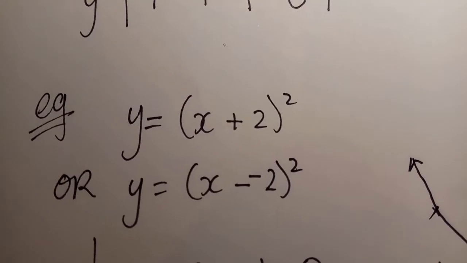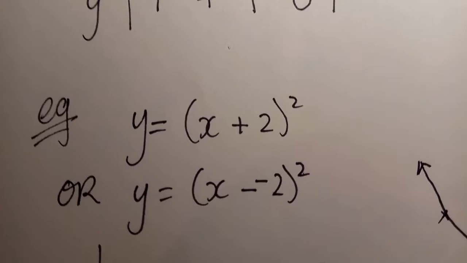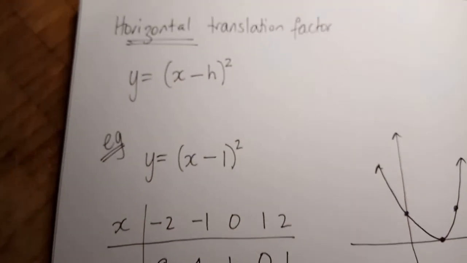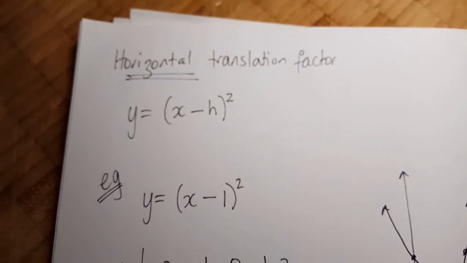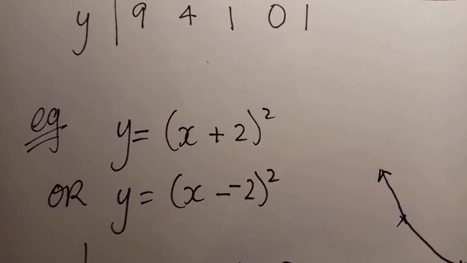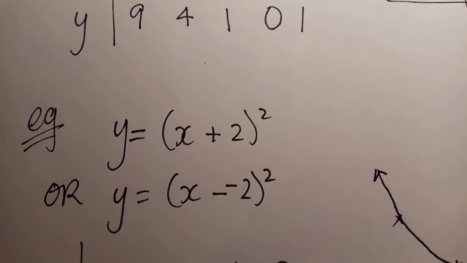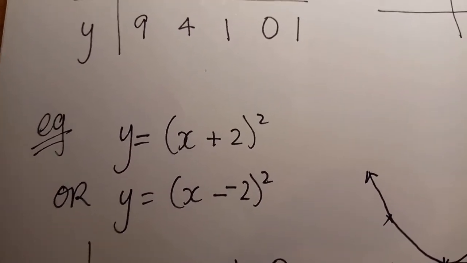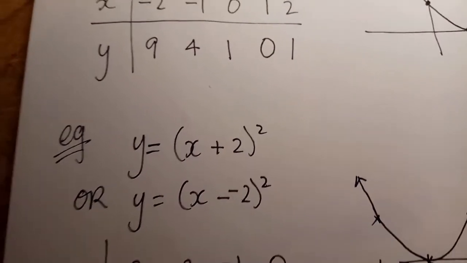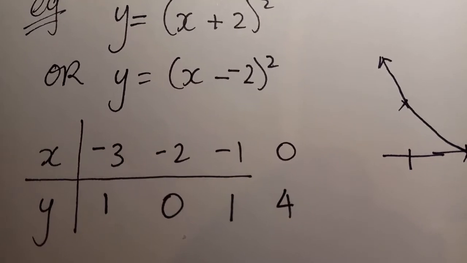This can sometimes be confusing for students because they see the positive 2 inside the brackets and they assume that h is positive. However, considering the general form where it's x minus the value of h, if we have an addition inside the brackets, we know that we must have a subtraction with a negative number. So this is an example where we have x minus a negative value of h. Now, let's have a look at the values substituted into the table of values.